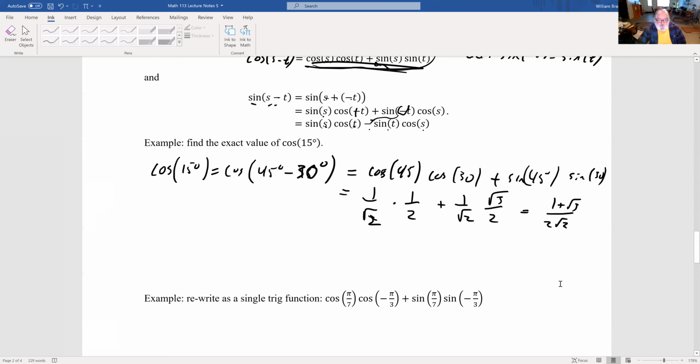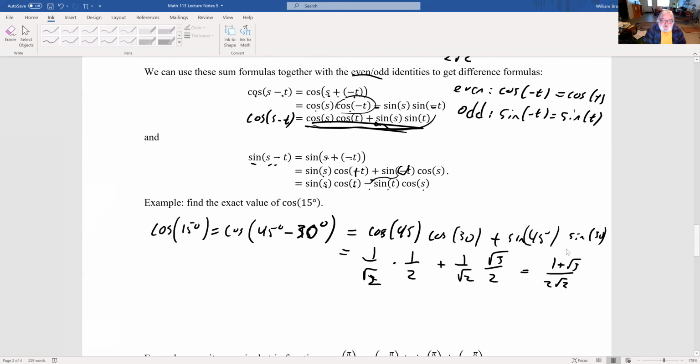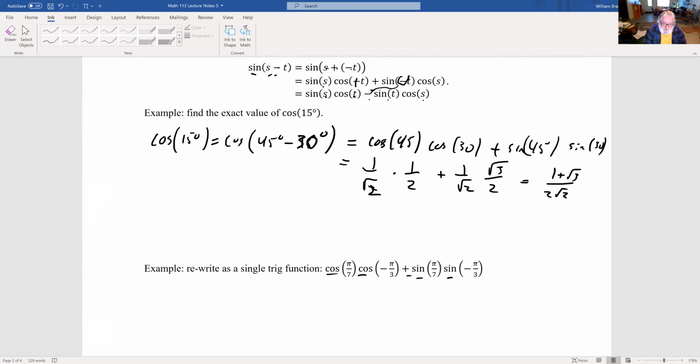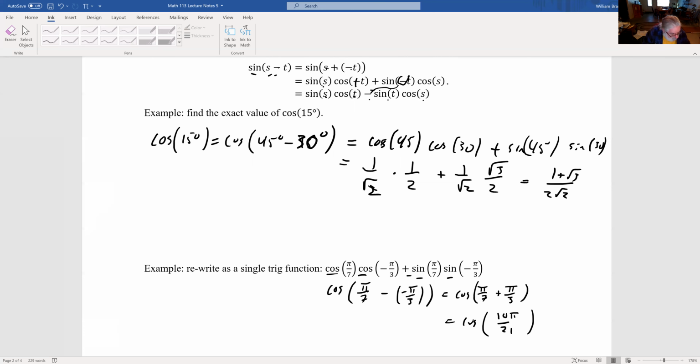So then you can also rewrite certain things. If I've got cosine, cosine plus sine, sine, which formula am I using? Cosine, cosine plus sine, sine, that must be this one. So this must be equal to cosine of pi over 7 minus pi over 3. Which is cosine of, if you put over a common denominator, 10 pi over 21, which is about 0.075, I believe.